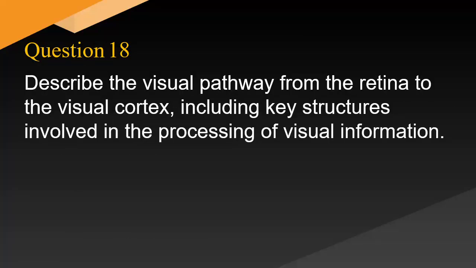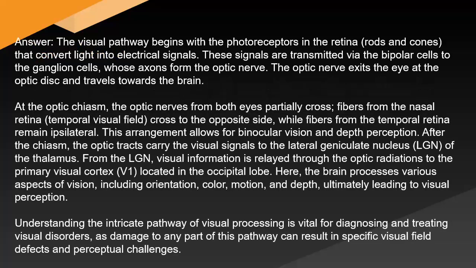Describe the visual pathway from the retina to the visual cortex, including key structures involved in the processing of visual information. Answer: the visual pathway begins with the photoreceptors in the retina, rods and cones, that convert light into electrical signals. These signals are transmitted via the bipolar cells to the ganglion cells, whose axons form the optic nerve. The optic nerve exits the eye at the optic disc and travels towards the brain at the optic chiasm.